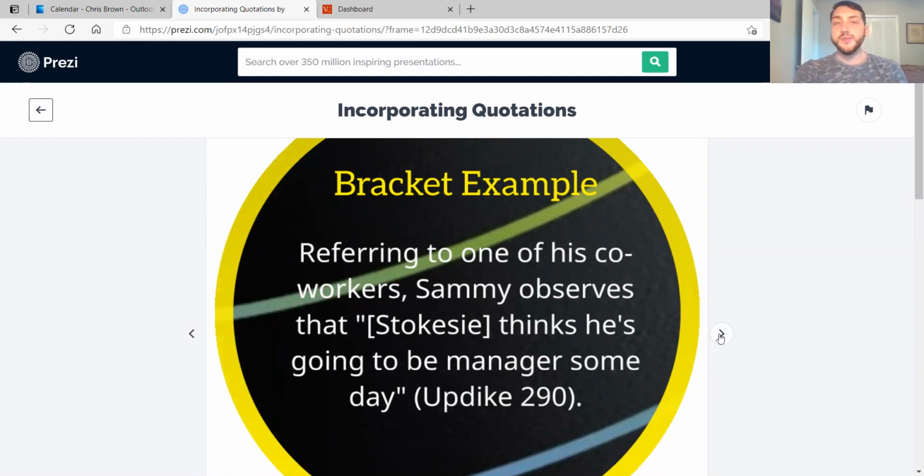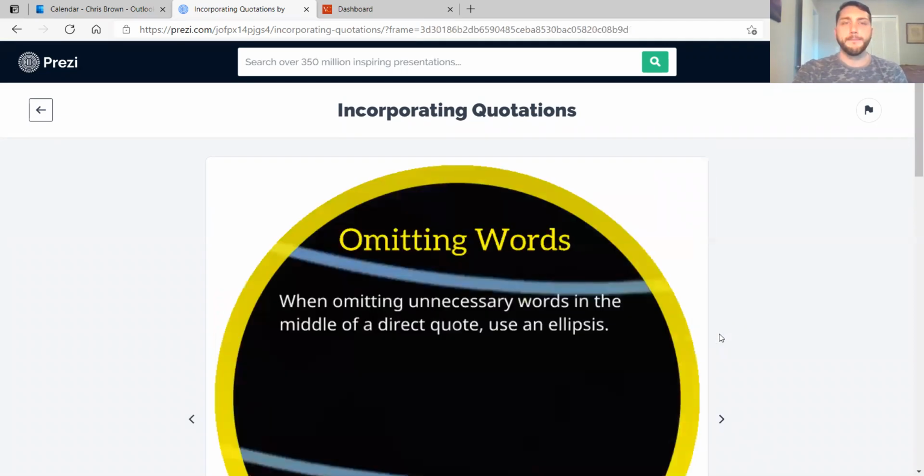So you're welcome to do this with brackets. Just make sure you don't add opinion or any information that the author of the original quote wouldn't have agreed with. Otherwise, it's a bad example of brackets.